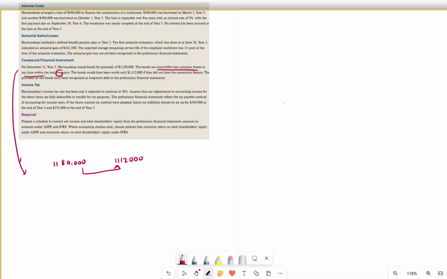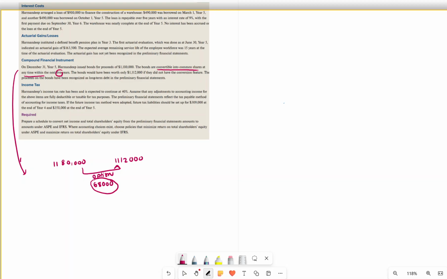So first of all, it's the value of the conversion option. The value of the conversion is $68,000. What if this bond was converted into common shares? The impact on the equity will be your 68,000. So the impact on the equity will be 68,000.